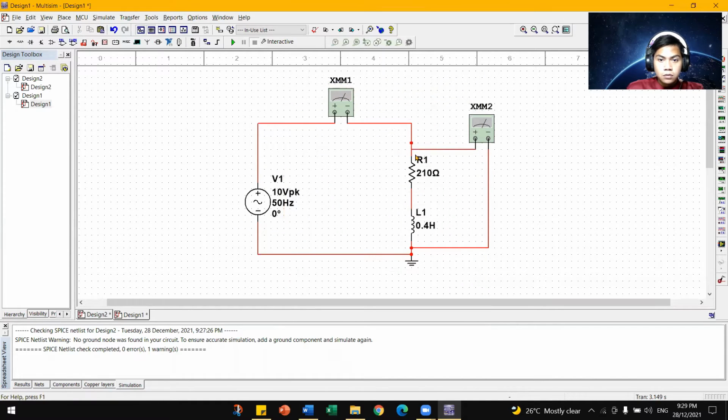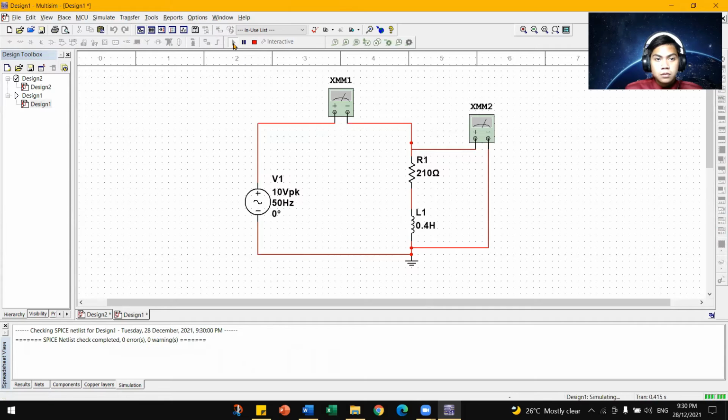So as we all know, the load is located in series mode, which is the resistance in series condition with the inductor. So for the first reading, I will put the value 210 ohm for resistance, and for inductance, I will put 0.4 Henry. So we proceed to the simulation.